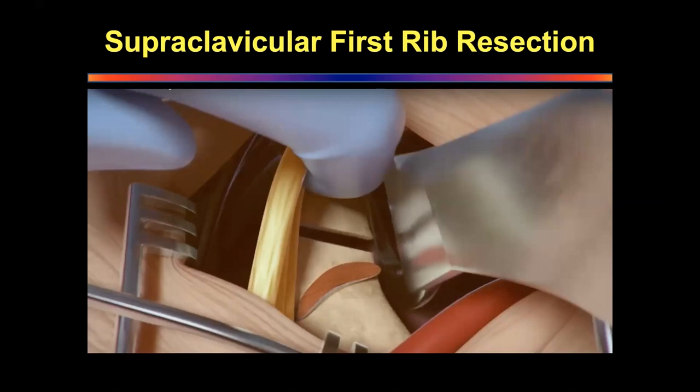Remember the little stub that you keep behind, you've got to nibble all of that bone off so that there is no sharp end which will rub against the brachial plexus. Sometimes through this area, you might actually be able to dissect medially on the first rib and cut the first rib at the costoclavicular junction. But very often you're not able to get medial enough because of these important structures.